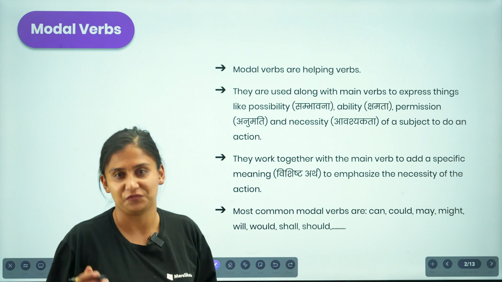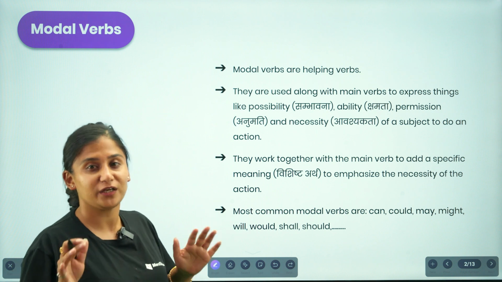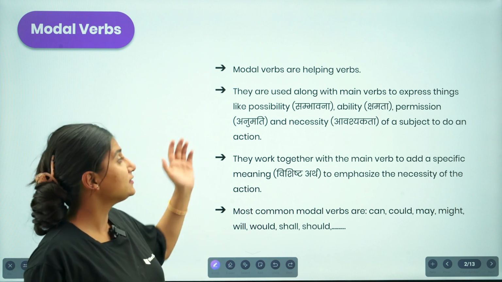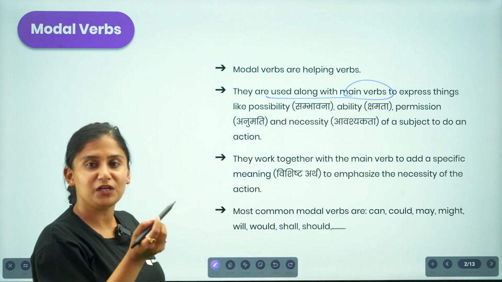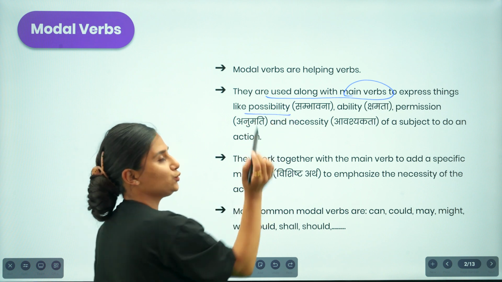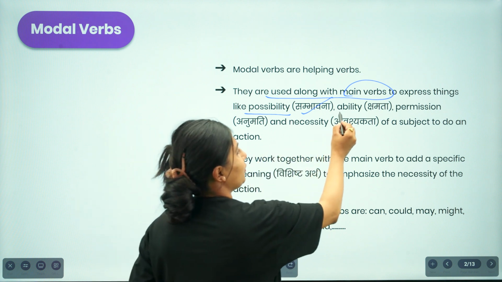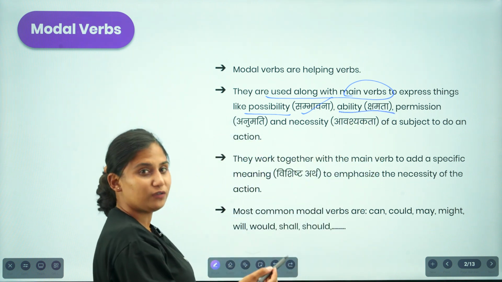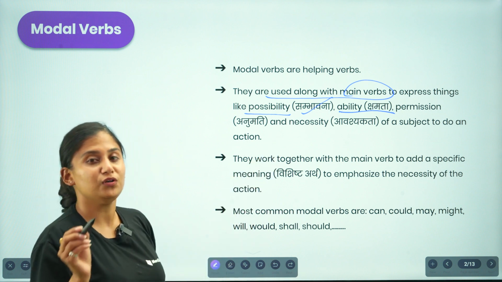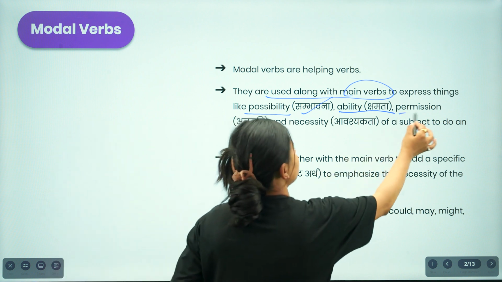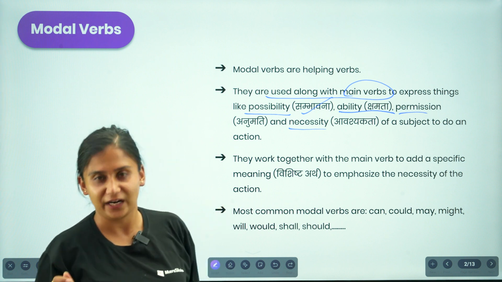Yes, they are helping verbs, and they work along with the main verbs in order to express certain things of a subject. Why do we use this with the main verb? In order to express the possibility, which we call sambhavana in Nepali, and also to talk about the ability of a subject, what we call chamata in Nepali. We also use modal verbs to talk about the permission and the necessity of a subject in order to perform that particular action.